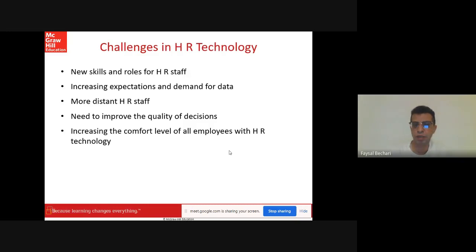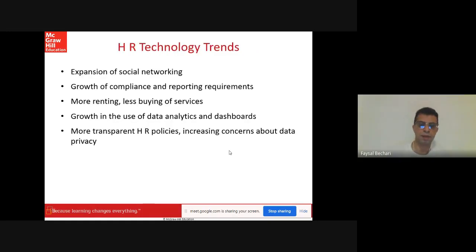Increasing expectation and demand for data, and more distant HR staff. So HR is not all together anymore; everybody is scattered somewhere, could be in a different location. There is the need to improve the quality of decisions. They have to improve the speed and the quality and increase the comfort level of all the employees with how to use the HR application, because end users are the employees, and employees have to use it. If they don't use it, then you might be failing in this.